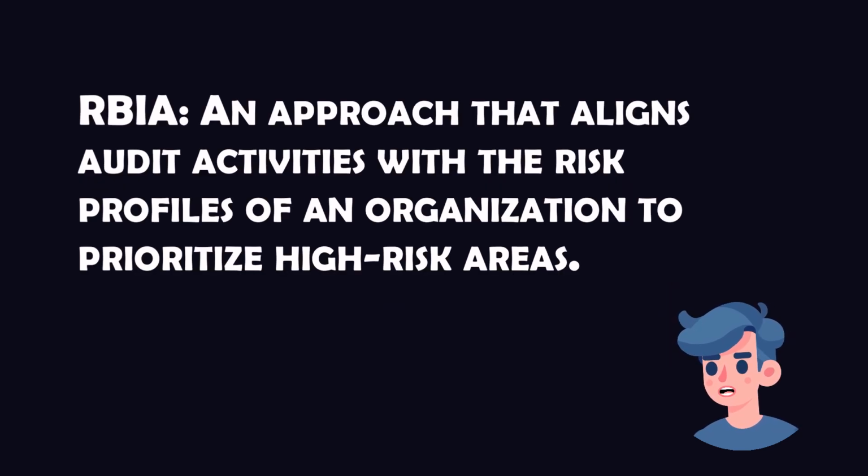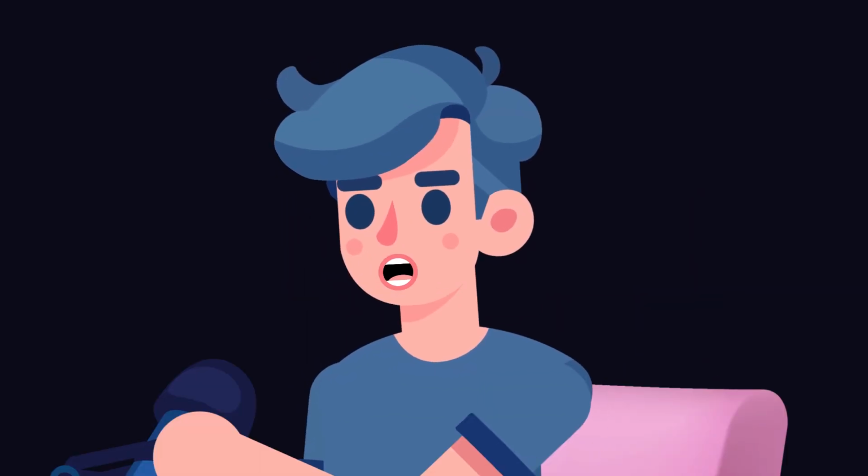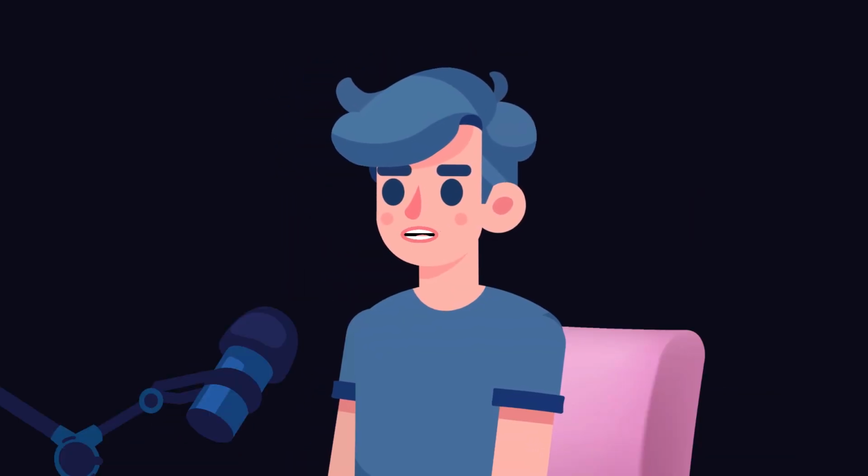Unlike traditional auditing methods that emphasize compliance and control testing, RBI aims to identify and prioritize significant risks that could impact the organization's objectives. RBI is structured around three key steps: risk assessment, audit planning, and continuous auditing. Let's explore each of these in detail.